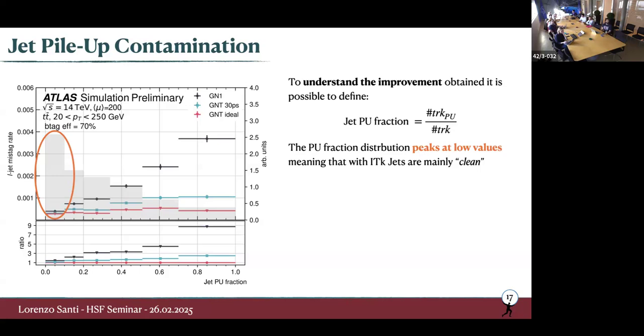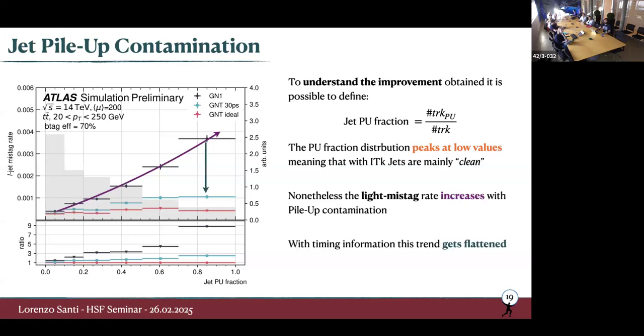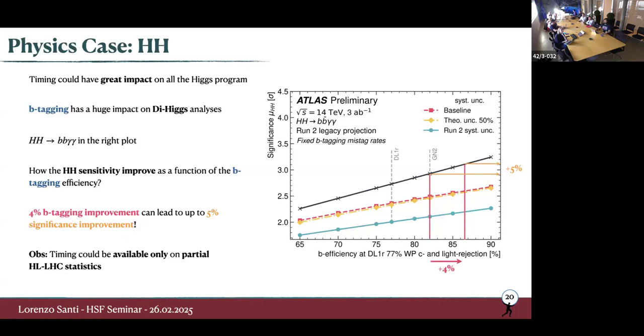the jets are contaminated. And as you may see, with the increasing jet pileup fraction, I'm showing on this plot the light jet mistag rate. The light jet mistag rate increases with the GN1 case, which is the case without time. While if we are able to include the timing information, you see that the light jet mistag rate improves as a function of the jet pileup fraction, which means that we can improve a lot with timing information. Okay, that was the animation.